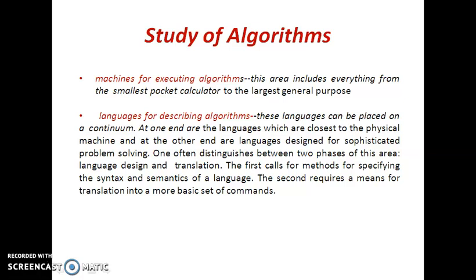At one end are the languages which are closer to the physical machine, and at the other end are languages designed for sophisticated problem solving. So what type of machine are we using to run that algorithm? Based upon that we also choose the language. Then this language is used to solve the particular problem in an effective manner. So you choose under that condition, and we write the algorithm. Okay, right? You understand that?